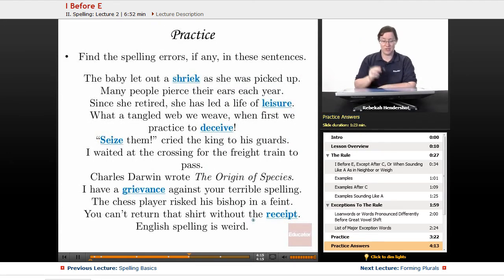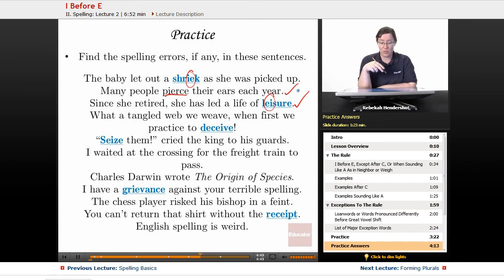Alright, here are your answers. The baby let out a shriek, I before E except after C. This is a regular word, so it should be S-H-R-I-E-K. Many people pierce their ears each year. This one was correctly spelled, I before E. Since she retired, she has led a life of leisure. That is an EI because in some accents it's "laysure." It sounds like A, and so it's just kind of become one of the exceptions to the rule.